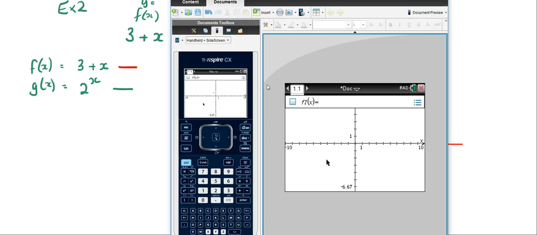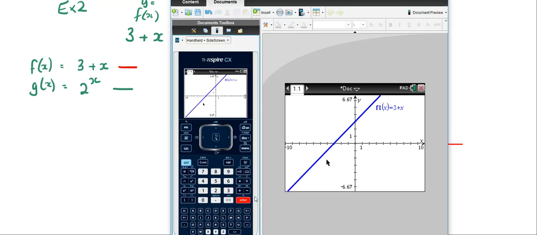Okay, so we have to put in the first one. So 3 plus x, press enter. That goes all weird. How do you do a second one? Tab to enter the second one. So we've got 2 to the power of x. How do you put it in? I did the 10 to the power of x one, and then just change the 10.